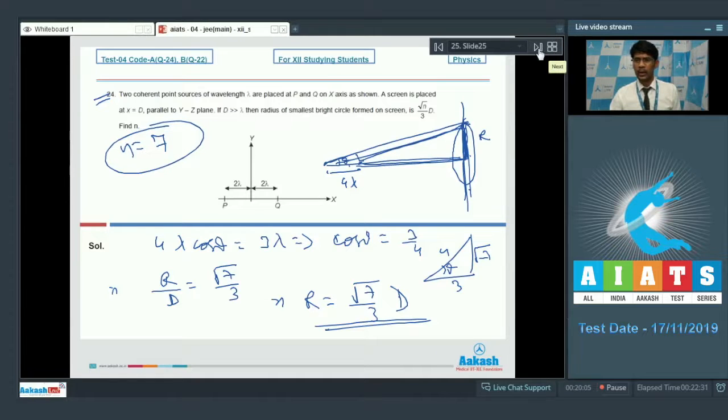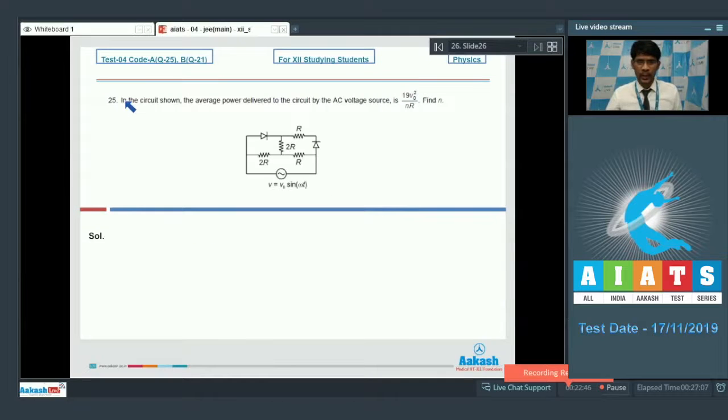Now let's proceed to the final question, that is question number 25. Here in question number 25, in the circuit shown, the average power delivered to the circuit by the AC voltage source is 19 V0 square divided by NR. Find the value of N. I would say for the first half, when this is the direction in which the current will be driven, then this diode will be functioning and this will behave like an open circuit. So effectively these 2R and 2R will be in parallel and in series with this R.